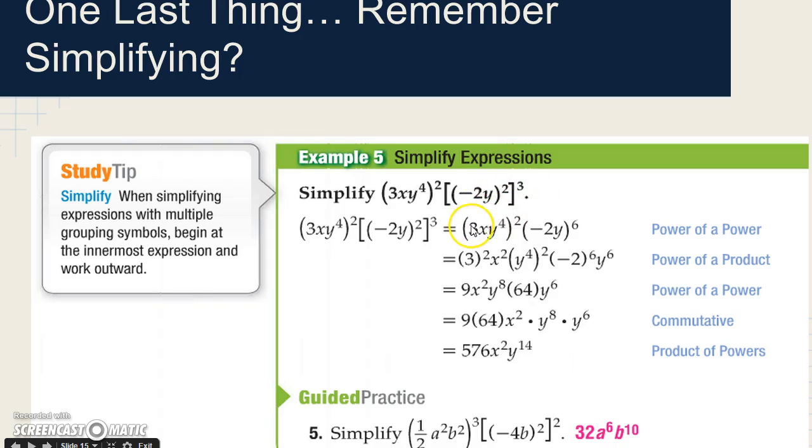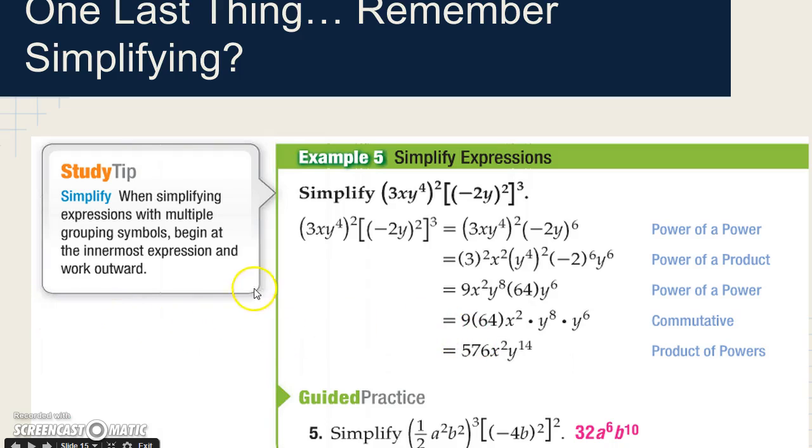We're going to take all that and simplify it down to 576x squared y to the 14th. This breaks it down step by step how to do it. As you can probably guess, this is also taken right from your book, so again, don't worry about copying this down. It's right there for you. But notice how it works it all out step by step. They give you explanations of how they can do each thing and show you how to get the answer.